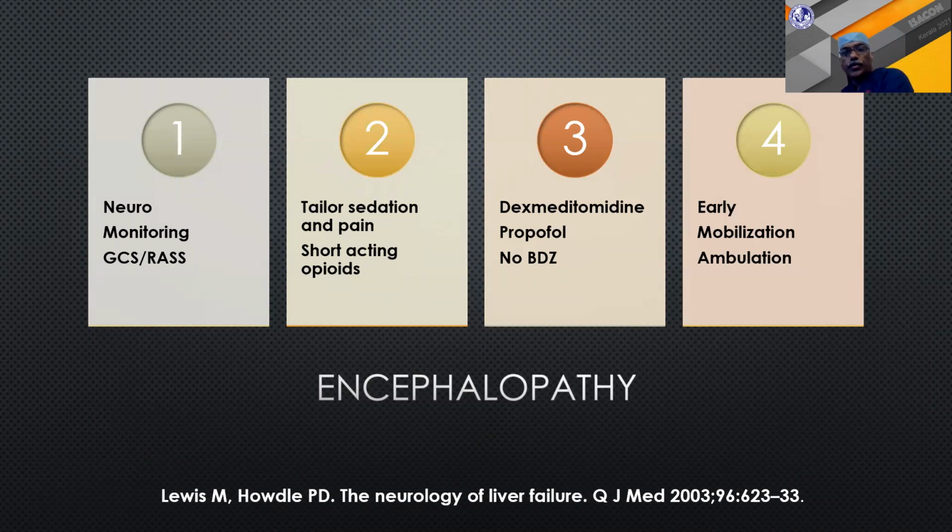Coming to neurocognitive dysfunction, otherwise called hepatic encephalopathy, it is very common and may be caused by high ammonia, residual effects of anesthetic and analgesic agents, electrolyte imbalance, or calcineurin toxicity as an immunosuppressant. To counter this, we need to tailor our sedation and analgesia as per the GCS and RASS scoring and stick to short-acting agents like fentanyl, remifentanil, dexmedetomidine, and propofol, coupled with early mobilization. Make sure that no benzodiazepines are administered, which will worsen the delirium.